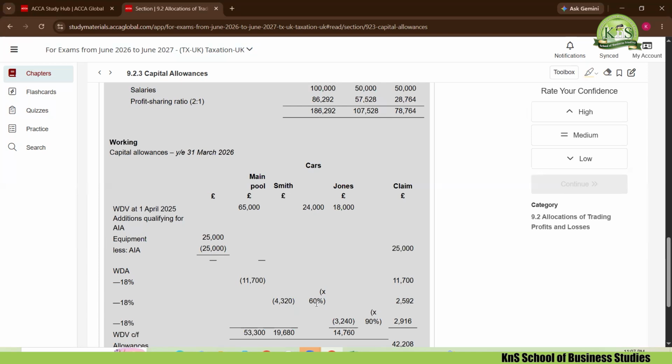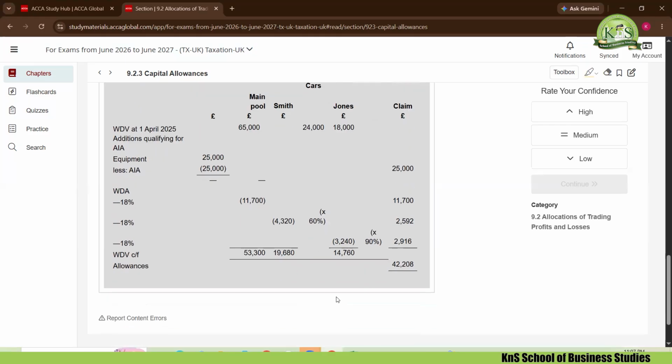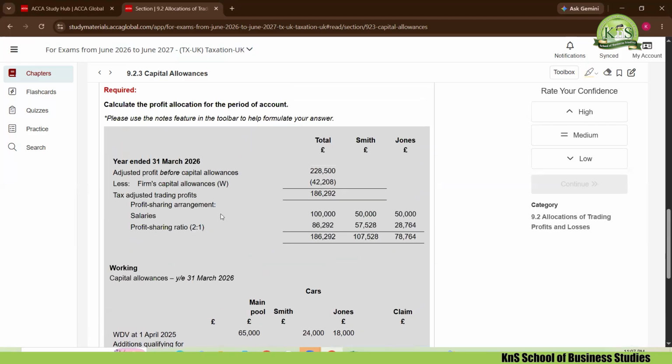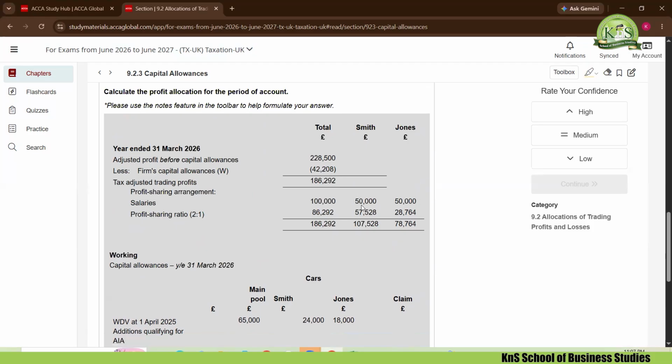Then 18% to all, but you need to make the business apportionment. So that has been done, and there you go with your capital allowances payment. Then remaining is like very simple. So any problem here, you can ask me. Otherwise, I'm moving forward.